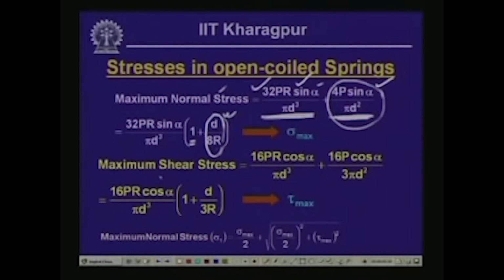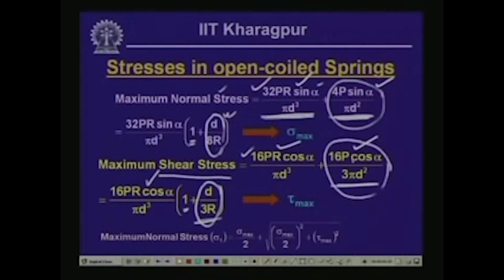Likewise, if we combine the shear stresses, this is the shear stress because of the twisting moment, and this is the shear stress which we get because of the transverse shear V. If we combine these together, then 16 PR cos alpha by pi d cube is the shearing stress because of the twisting moment, times 1 plus d by 3r. Again, here if you look into this, this ratio is very small in comparison to 1, and thereby the contribution in the shear stress because of the twisting moment is much higher than the contribution of the direct shear stress because of the transverse shear V.